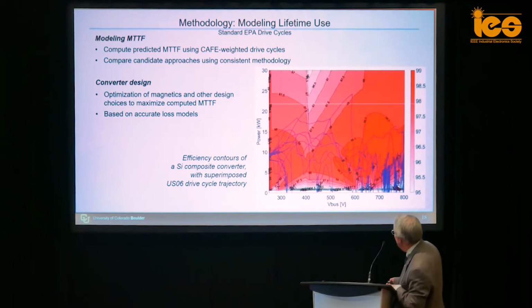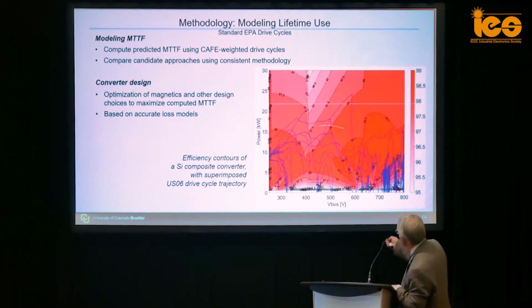Here's a plot for different bus voltages and different output powers. The different colors are efficiencies. So 99% efficiency is dark red, 95 is almost white. And then over this space of power and voltage, which is like acceleration versus speed of the car, we have plots of the efficiency, and then these blue lines are the trajectory in the space of what happens over the US06 drive cycle.